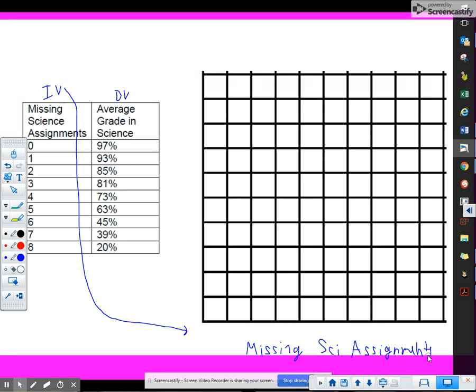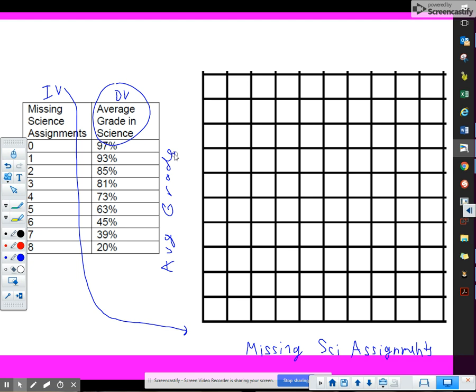And then you're going to label that if it has units to measure, but in this case it does not, so you don't need units there. And then let's do the same for the dependent variable right here, average grade in science class. I'm just going to call it average grade on this side.